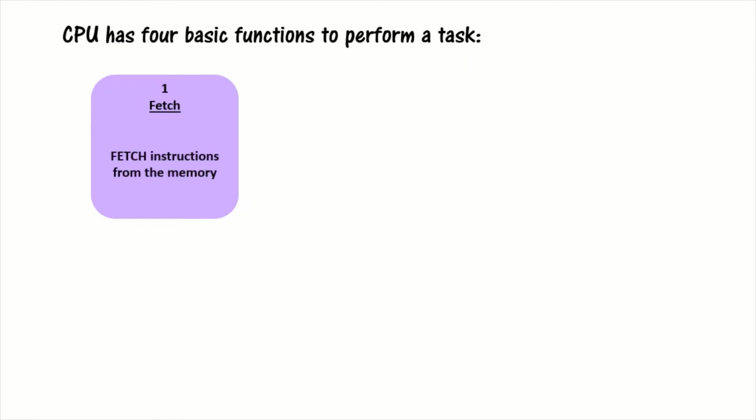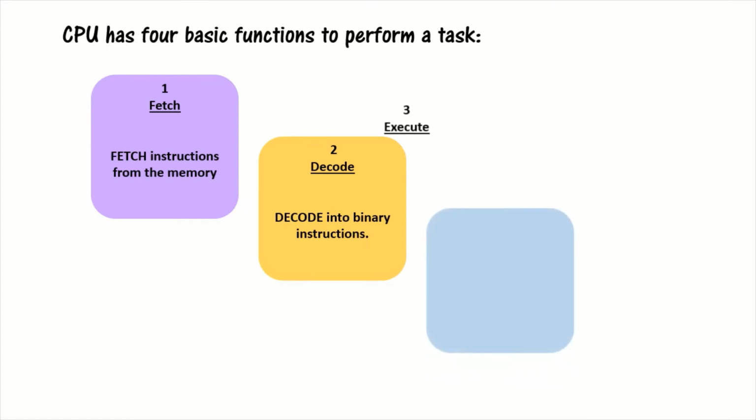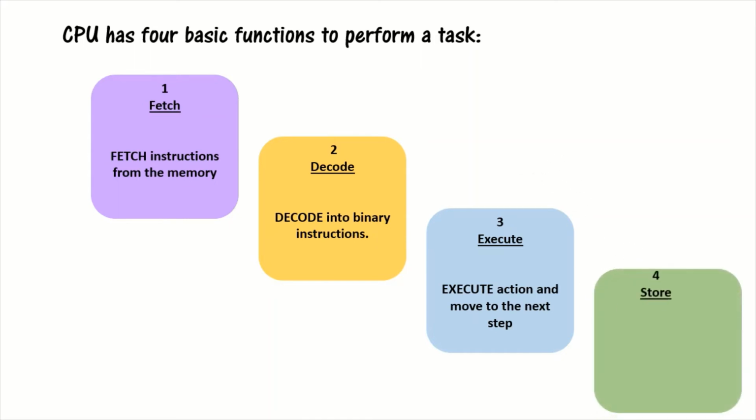CPU has 4 basic functions to perform a task. Fetch. Fetch instructions from the memory. Decode. Decode into binary instructions. Execute. Execute action and move to the next step. Store. Write output to memory.